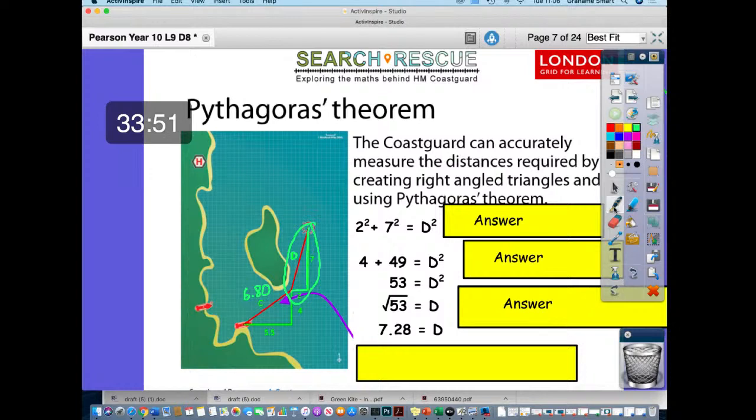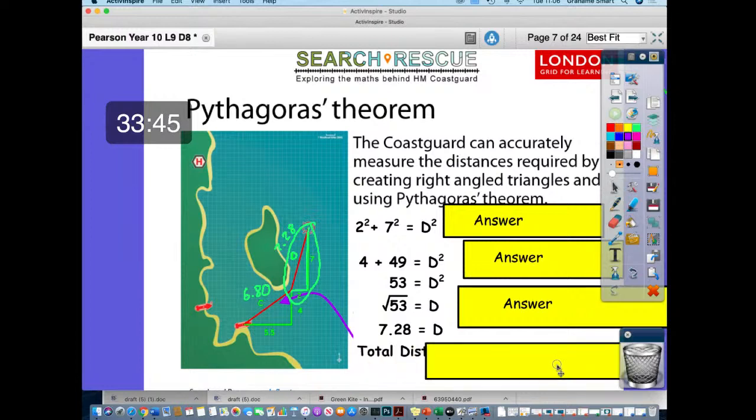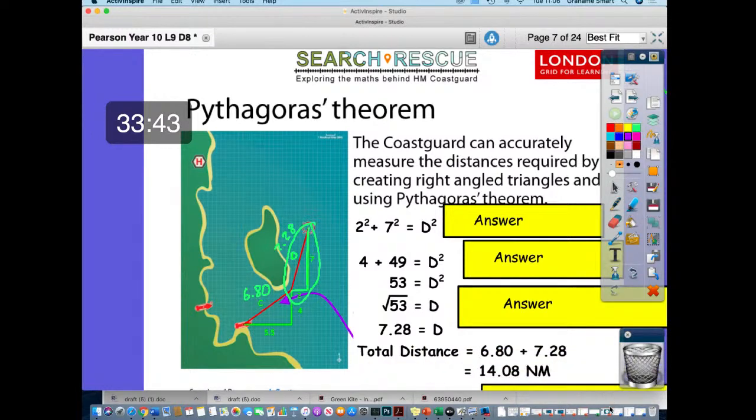So now we're in the process where we can calculate the total distance that the ship will need to travel in order to rescue people, and it's going to be 14.08 nautical miles in total if we add 6.80 and 7.28 together, which is what I've done.